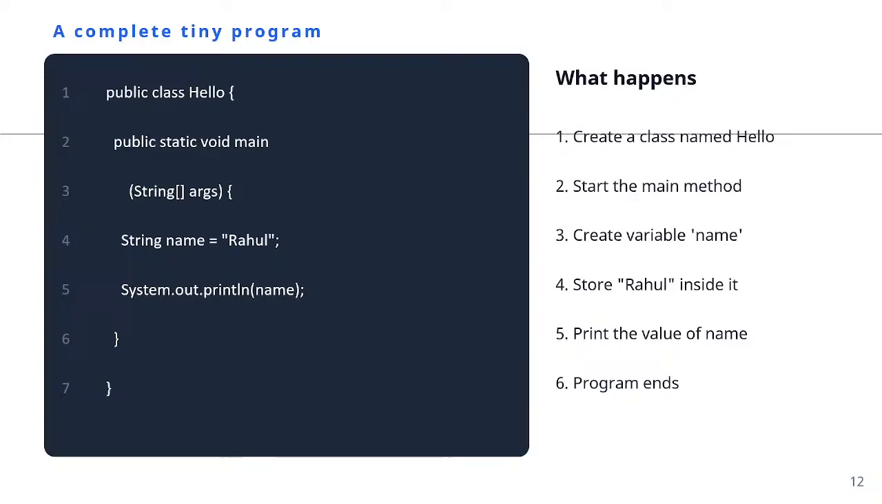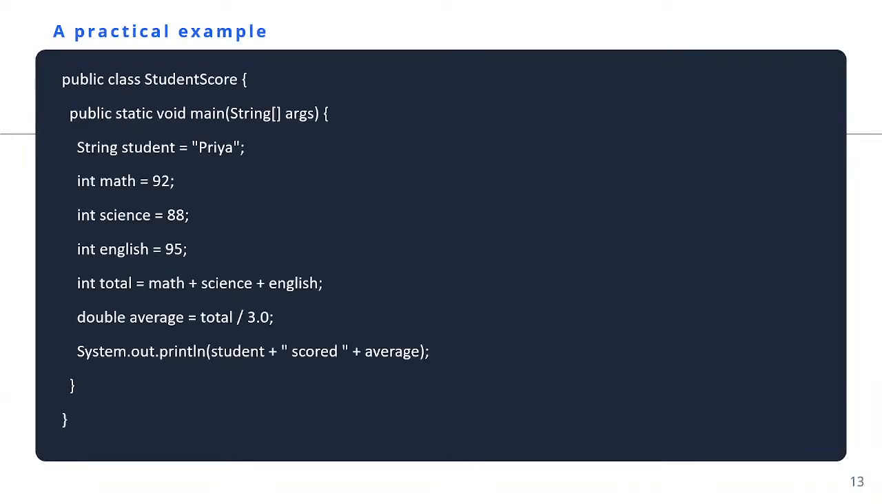Here is a complete small Java program. When you run this program, it prints Rahul on the screen. Line 4 creates a variable. Line 5 reads the value and prints it. Now let us see a slightly bigger practical example, where the program calculates the average marks and prints the result for the students.